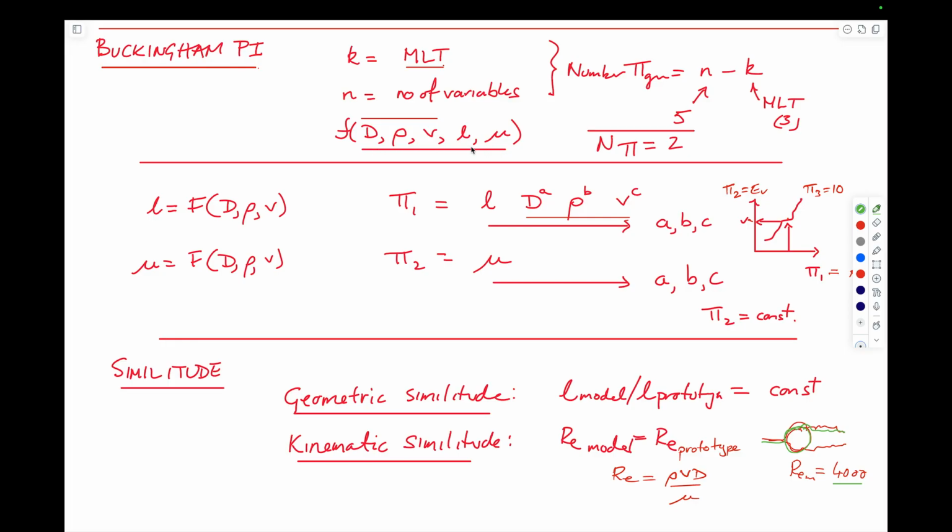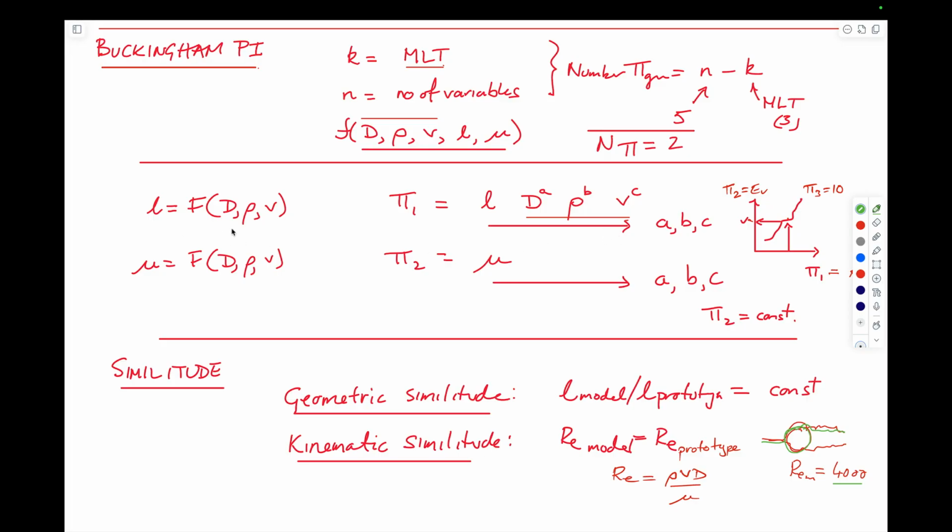And so the number of non-dimensional parameters, pi groups, that you have is always the number of variables minus the number of MLT that are included in those variables. In this case, we have length for sure, we have mass for sure, and we have time for sure. So we have 3 in this particular case. So this system, should it be defined, would have 5 minus 3 pi groups, which is 2.